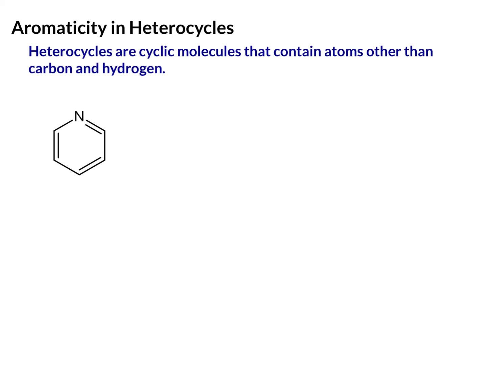We're now going to apply our criteria for aromaticity to heterocycles. And what heterocycles are, so the hetero term just means different, so that means we have a cyclic compound with atoms other than just carbon and hydrogen. So those atoms, typically nitrogen, oxygen, and sulfur. In this case, we have a 6-membered ring with nitrogen. This particular ring is pyridine.